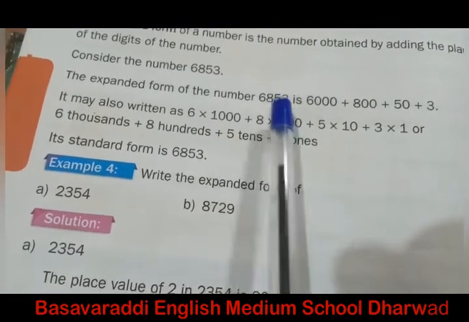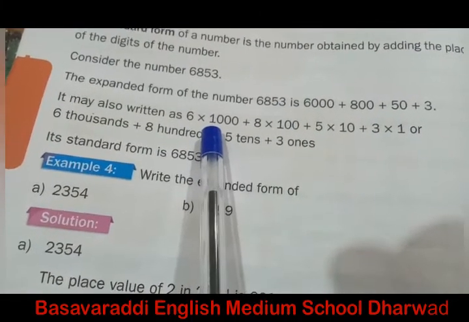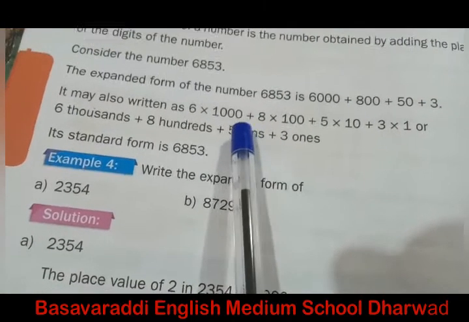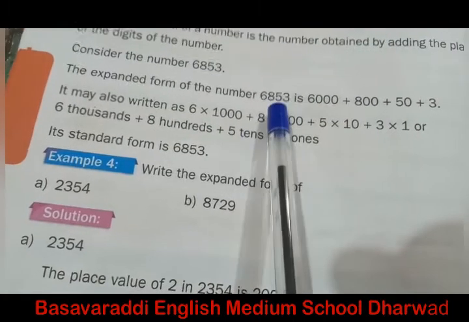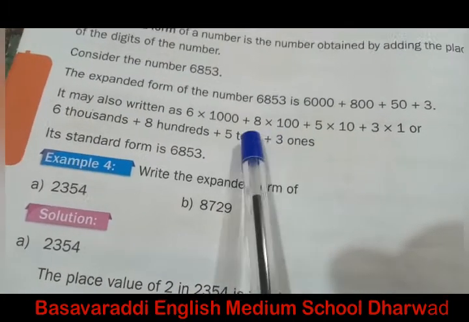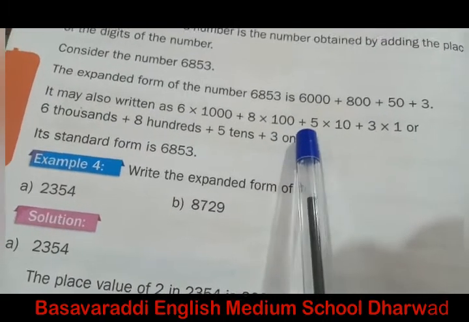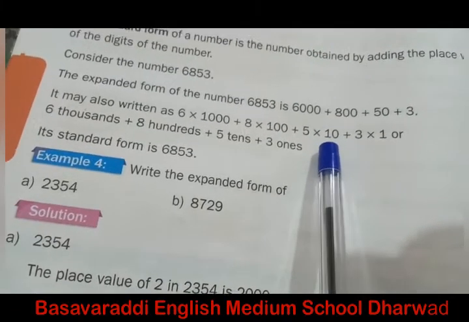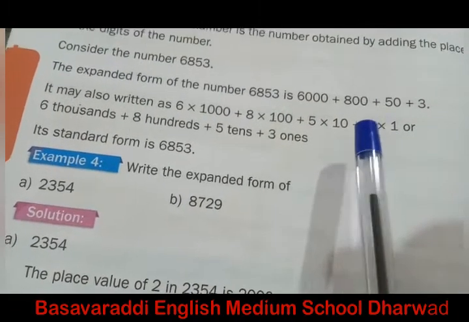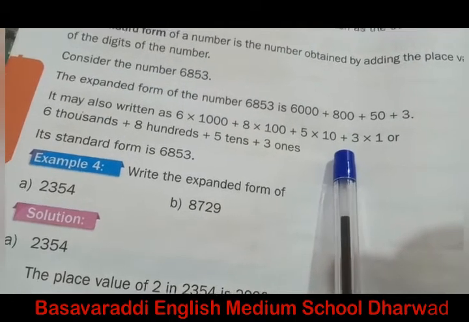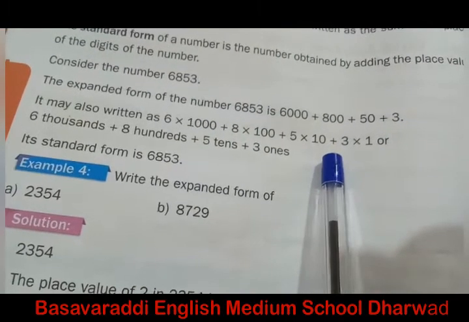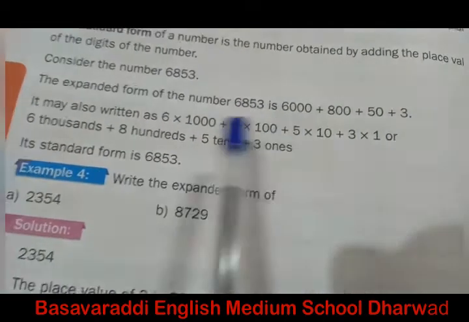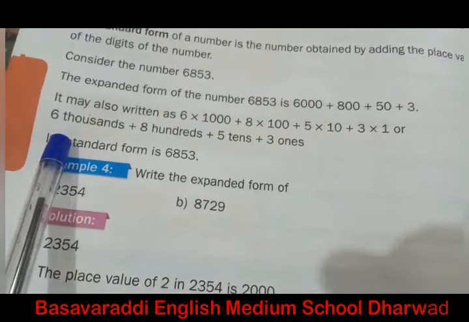Now 6, which place is that? Thousands place, so 6 into 1000, plus, we are adding. And 8 is in the 100 place, so 8 into 100, plus. 5 is in the tens place, so 5 into 10, plus, adding the place values. Yes, no? So 3 is in the ones place, 3 into 1. Okay, or we write like this also.